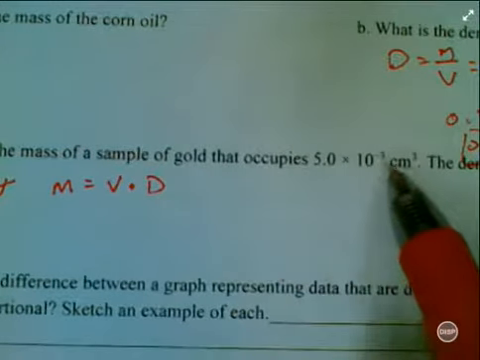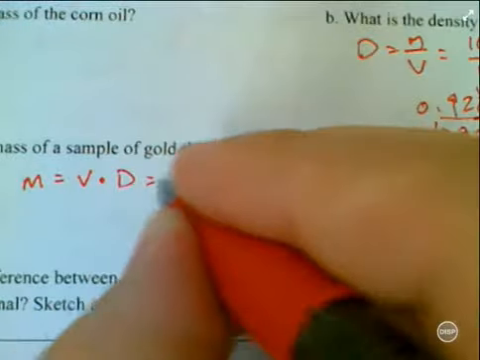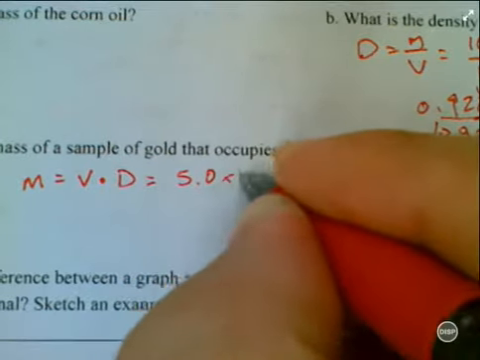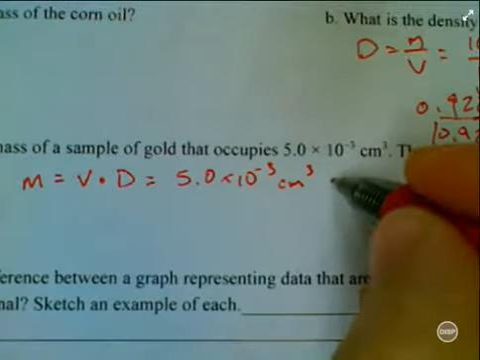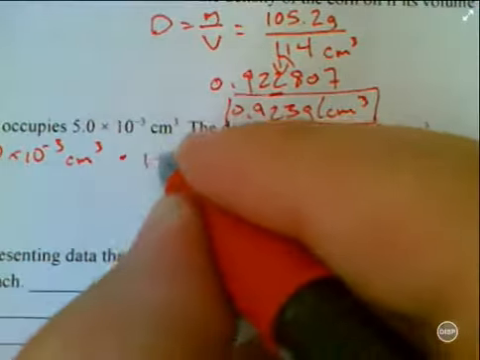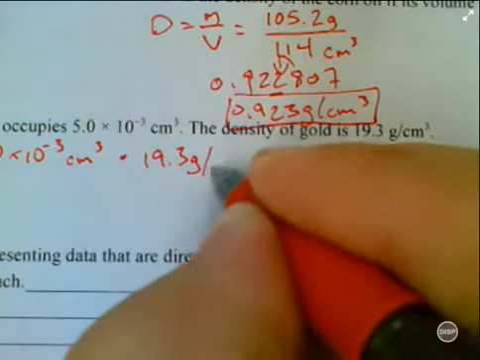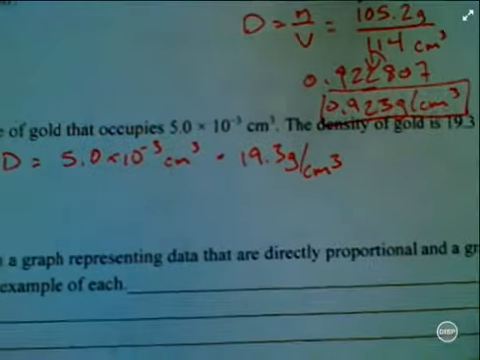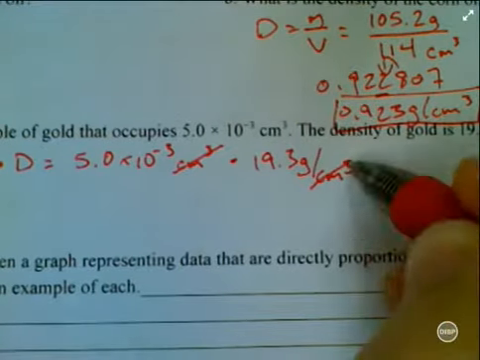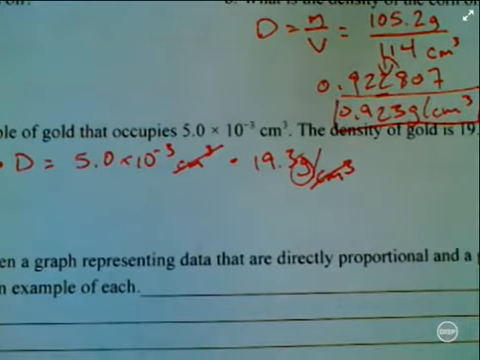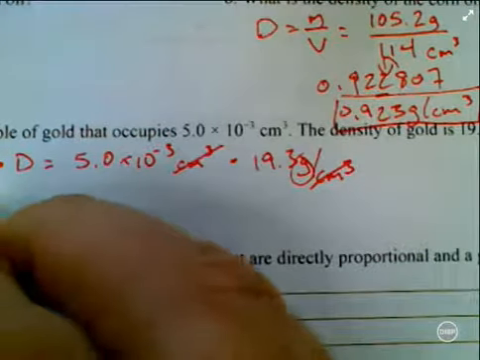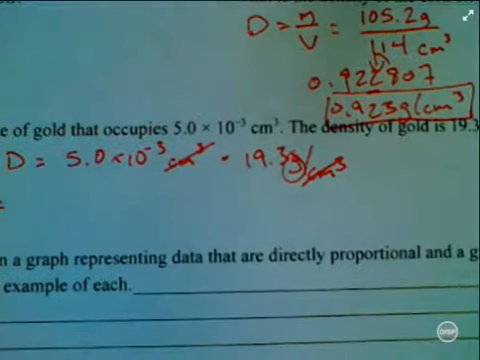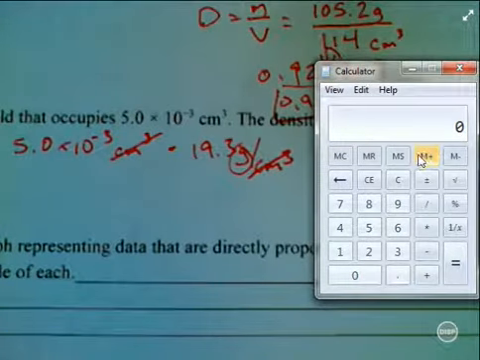5.0 times 10 to the negative 3 cubic centimeters, that's the volume. Multiplied by the density of gold, is 19.3 grams per cubic centimeter. Hopefully you can see that these cubic centimeters will cancel, so the only unit I'm going to have left at the end of this is the gram. That makes sense because I'm solving for mass. And so mass is going to equal, let me get my calculator in here.